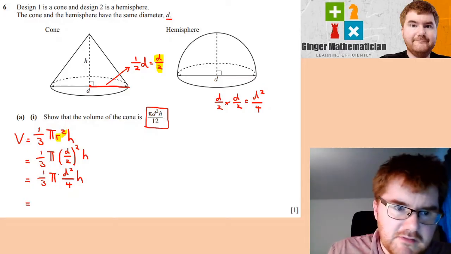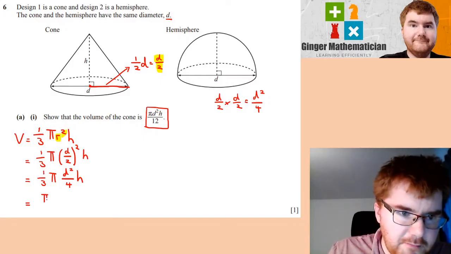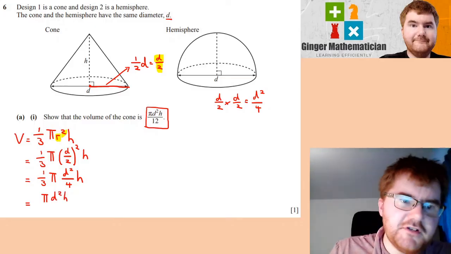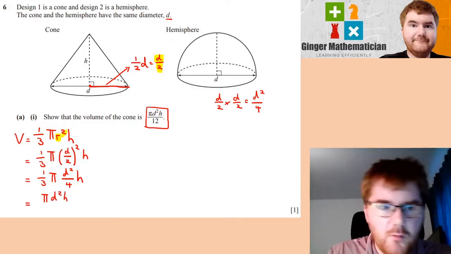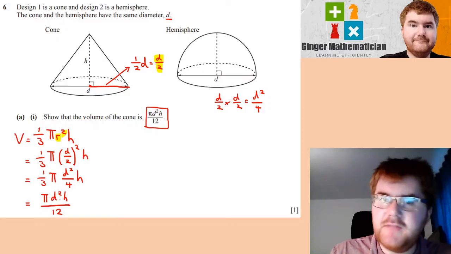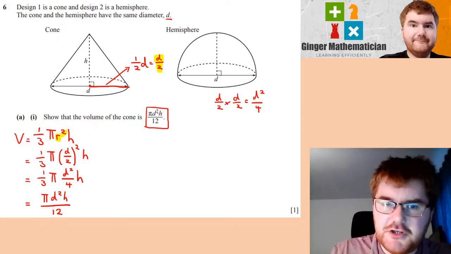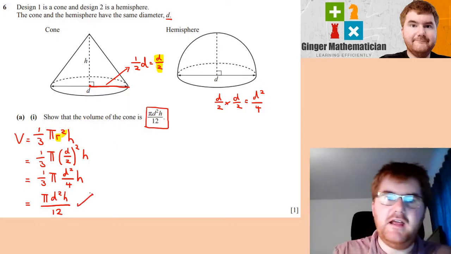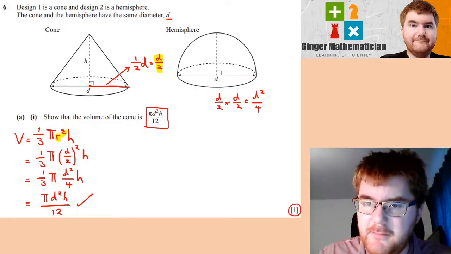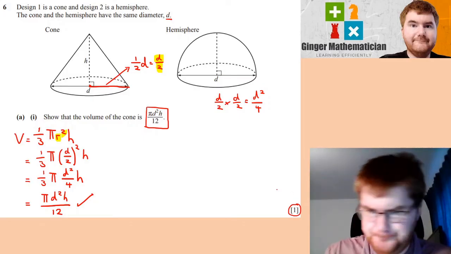So let's sort out the numerator first of all. So you've got 1 times pi, let's leave pi at the top, numerator d squared, and the numerator h. Notice all those could be written as pi over 1 or h over 1. And if we do the bottom part here, well, 3 times 4 is equal to 12. And we get exactly the expression that we're looking for there. And again, on these modern papers, they actually tell you how many marks there are per question.